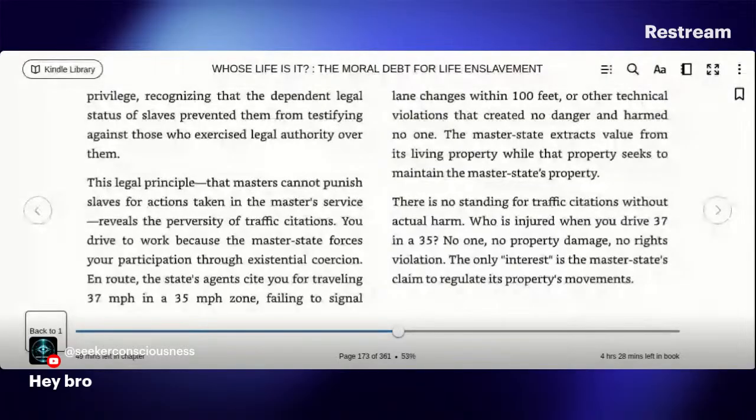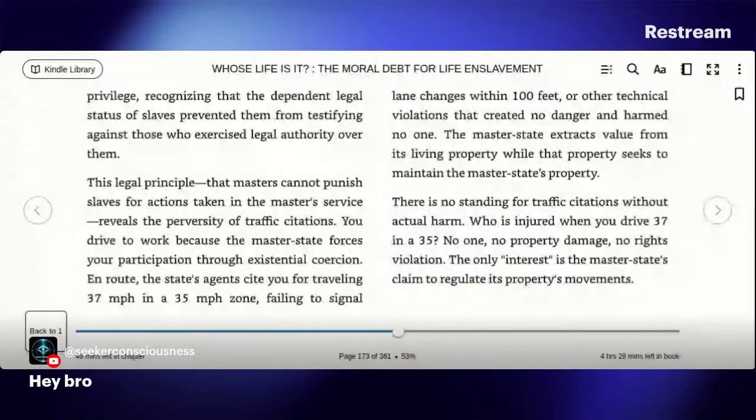You drive to work because the master state forces your participation through existential coercion. En route, the master's agents cite you for traveling 37 miles per hour in a 35 miles per hour zone, failing to signal lane changes within 100 feet, or technical violations that created no danger and harmed no one.